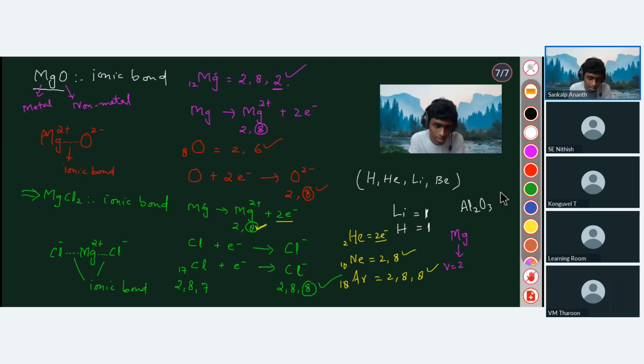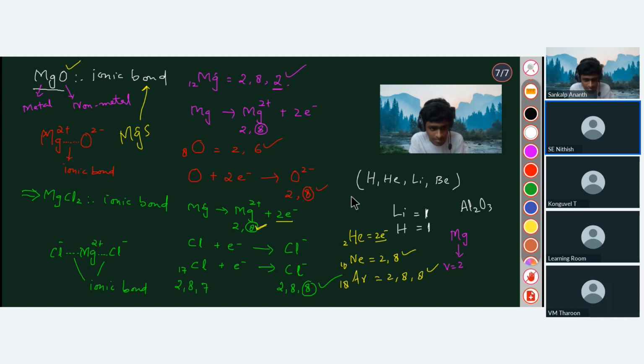Yes, sir. So magnesium can also react with sulfur. Exactly. When magnesium reacts with oxygen, it is MgO. When it reacts with sulfur, it will be MgS, magnesium sulfide. There will also be an ionic bond, definitely. Yes, sir. It will be MgS.